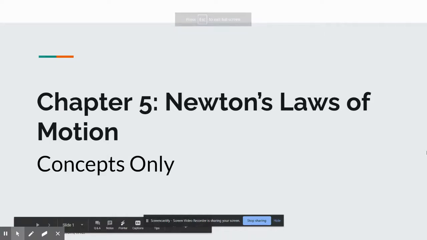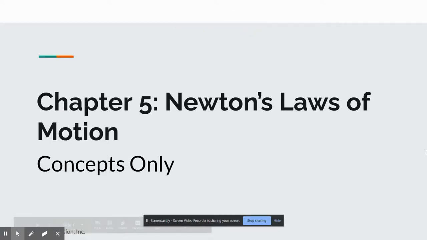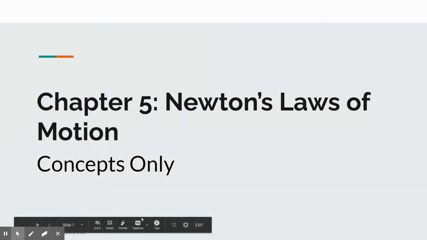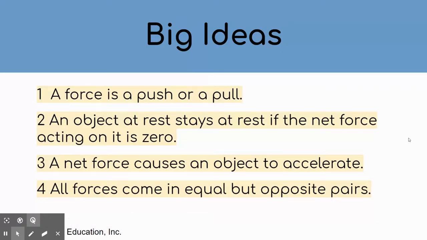Okay, so let's go ahead and cover chapter 5, concepts only for Newton's laws of motion. So the big ideas here are that a force is a push or a pull. Any object at rest will stay at rest if the net force acting on it is zero. A net force will cause an object to accelerate, and all forces will come in equal but opposite pairs.